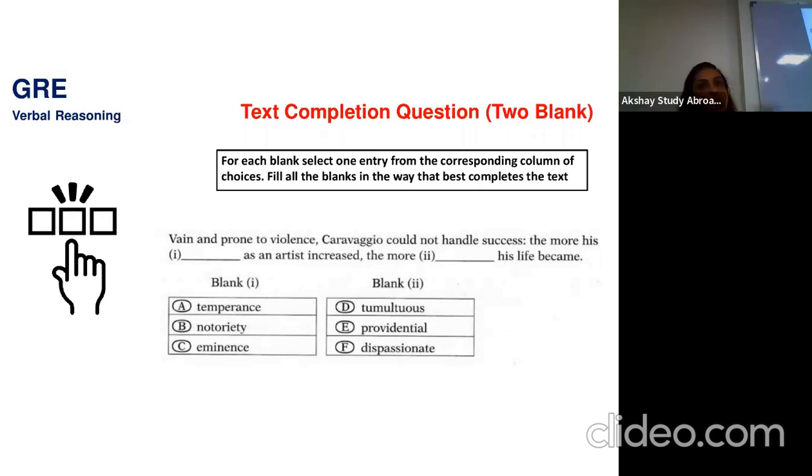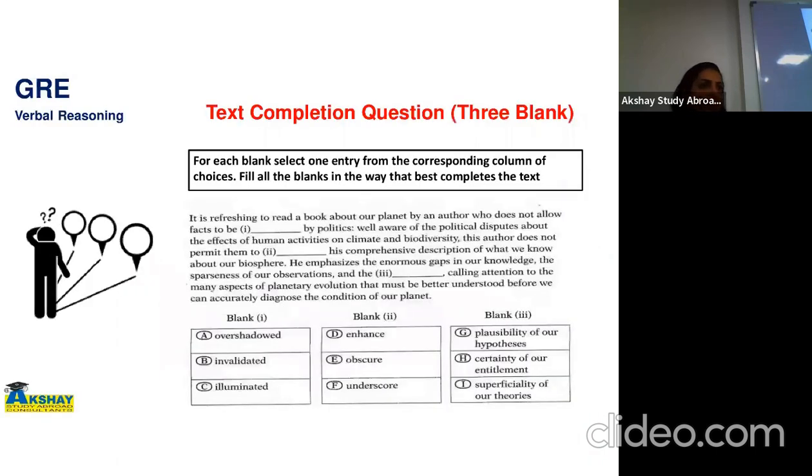Okay. So out of 10 questions, 4 are SE questions, sentence equivalence questions, and 6 TC. Out of the 6 TC, 2 are 1-blank questions, 2 are 2-blank questions, and 2 are 3-blank questions. That's how it goes. Okay. So this is how a 2-blank question looks like. Then you have a 3-blank question as well.